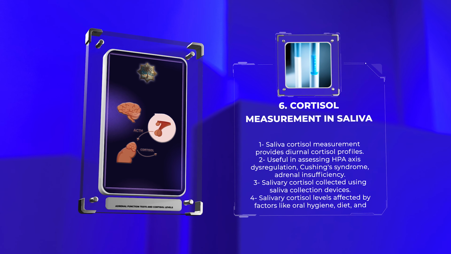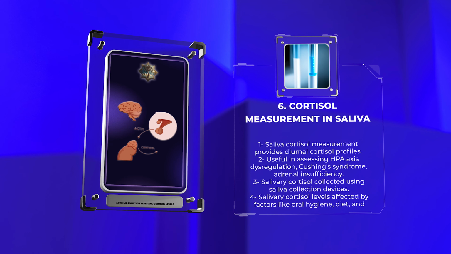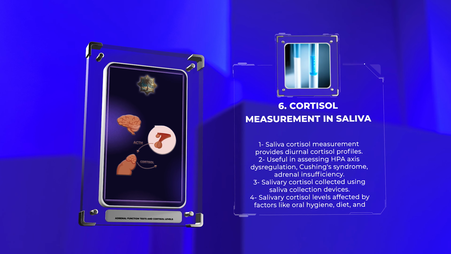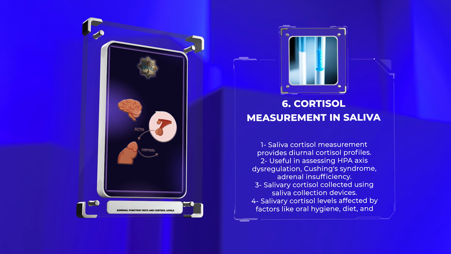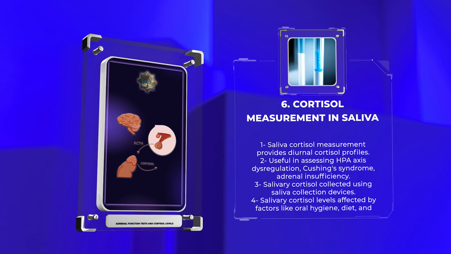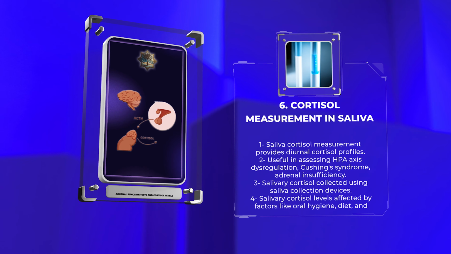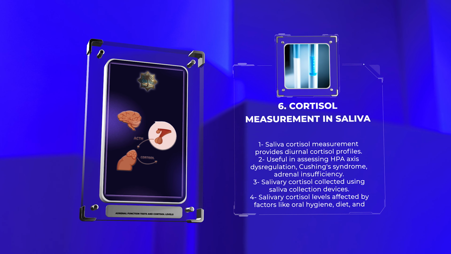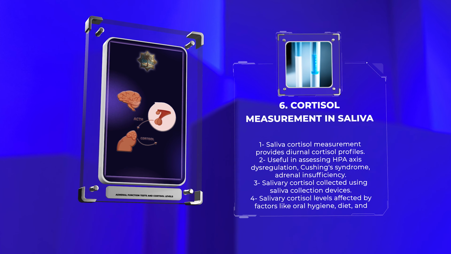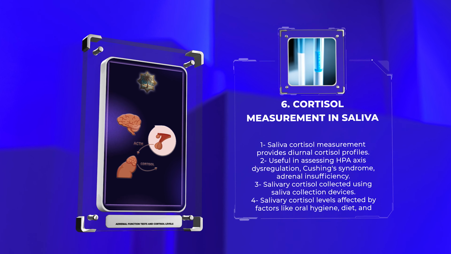To measure salivary cortisol, samples can be easily collected at specific time points throughout the day using salivettes or other collection devices. These devices contain a cotton or synthetic swab that is placed in the mouth to absorb saliva. The swab is then placed in a tube, and the cortisol concentration can be determined using various laboratory techniques, such as enzyme-linked immunosorbent assay, ELISA.